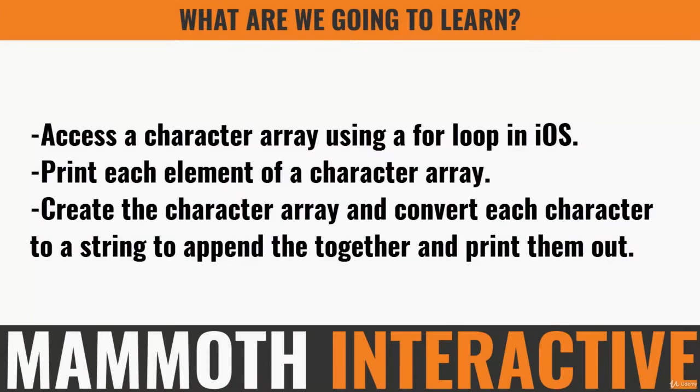In this part of our tutorial, we're going to access a character array using a for loop, and we're going to do it in iOS. So we're just going to have a loop that will iterate through each element in the array, and it will print out the specified element. So first we'll have to create the array, and then in order to be able to print it to our phone screen, we're going to have to convert each element to a string, and then append them all together. So in the end, we'll have one word that consists of basically all of the characters in the array.